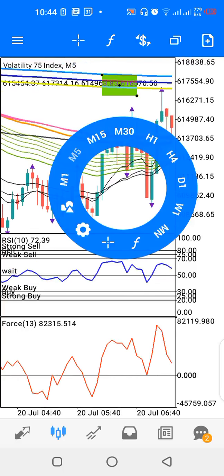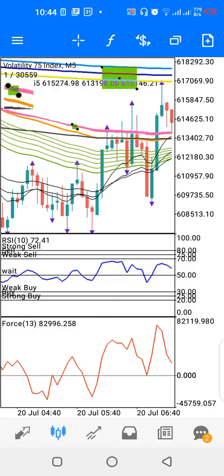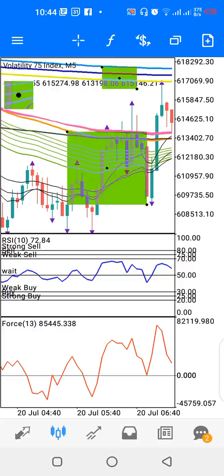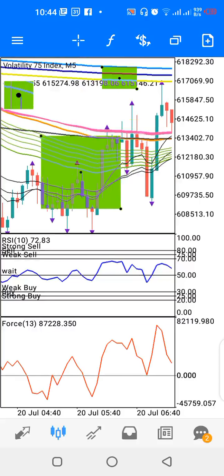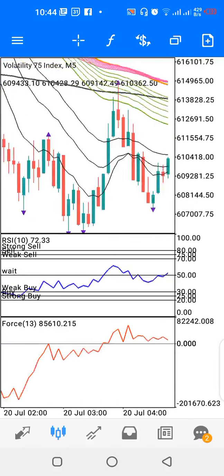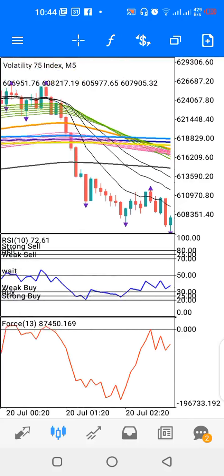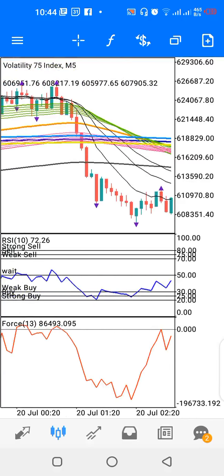What I mean by all other lines are all these lines I've shaded here. They are below the three lines above here. So that means you are in a bearish trend, and you look for a sell entry, just like what we have around here.